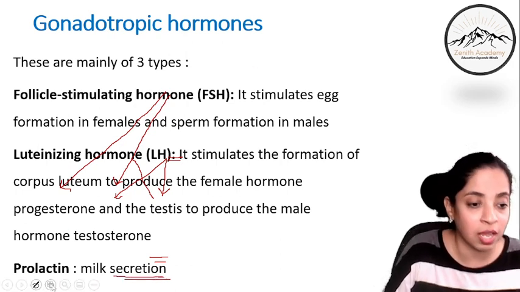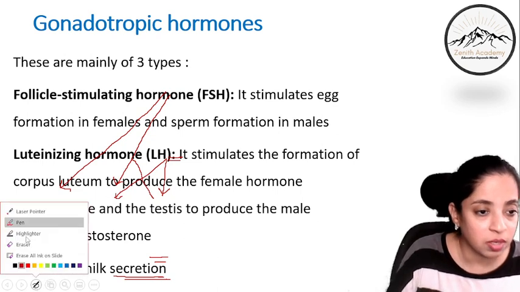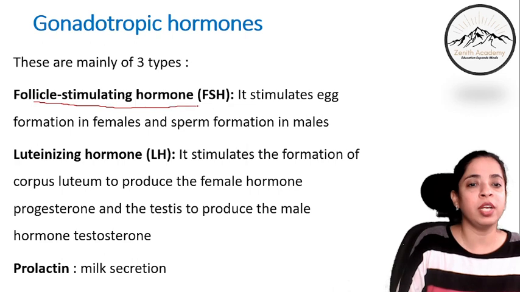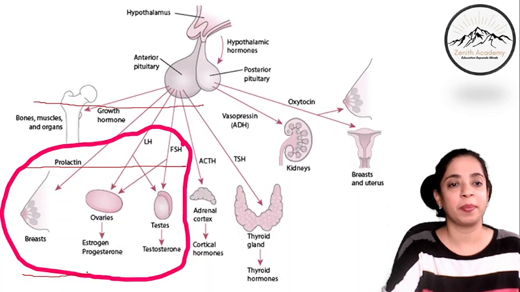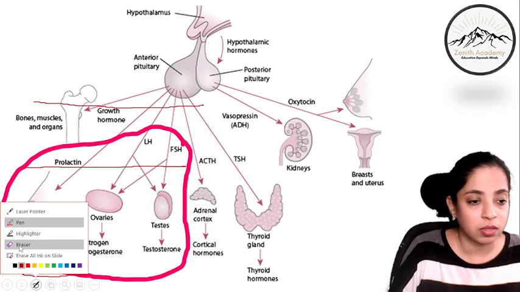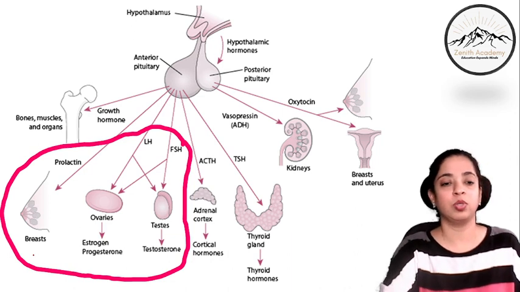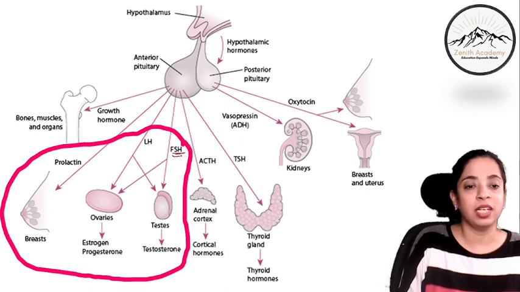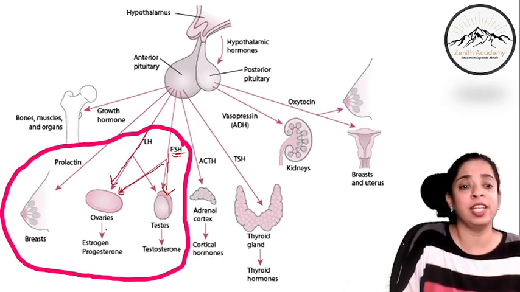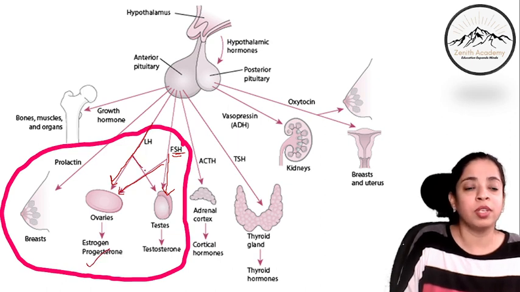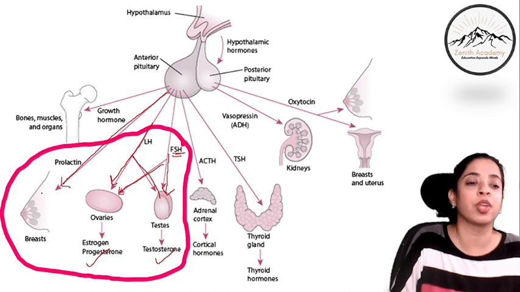So three hormones, I will again repeat. Follicle stimulating hormone, luteinizing hormone, and prolactin. Clear? So these are the three gonadotropic hormones. Follicle stimulating hormone is telling the ovaries to release eggs and the testis to release sperm. Luteinizing hormone is telling the ovaries to release the hormone, and the testes to release the hormone, whereas prolactin is telling the breast to release milk.